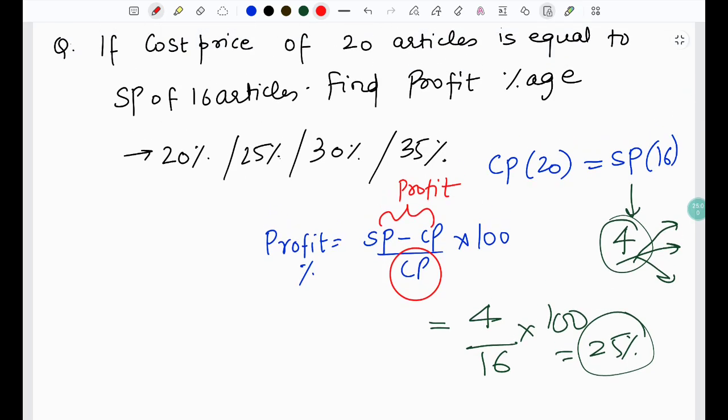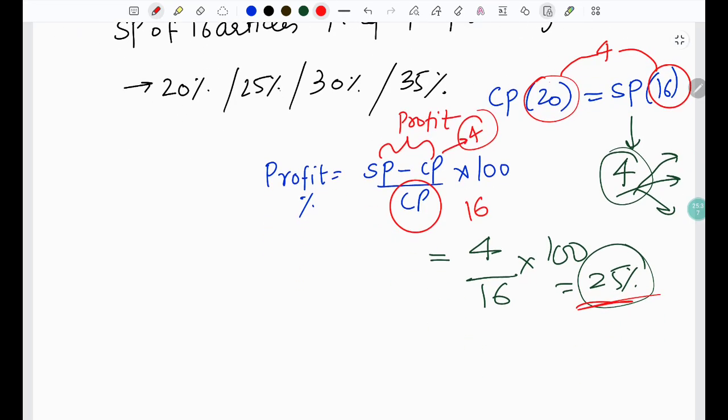One can think that why 16, why not 20? Because he did not sell or give 20 articles to the other person. He sold 16 articles only as selling price, and on 20 items he gained a profit of 4 items or 4 units or 4 articles. Therefore his profit is 4 at the cost price of 16, right? Hence the profit percentage becomes 4 by 16, that is 25%.